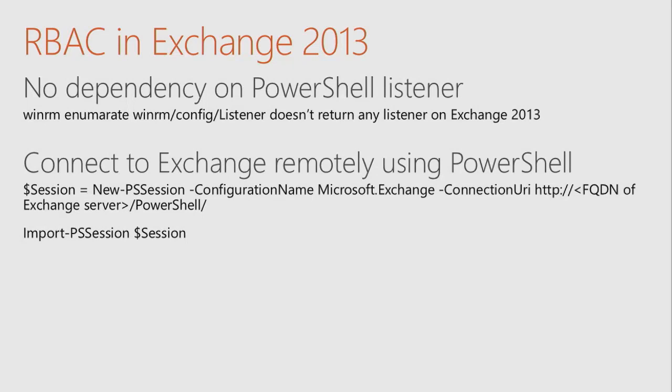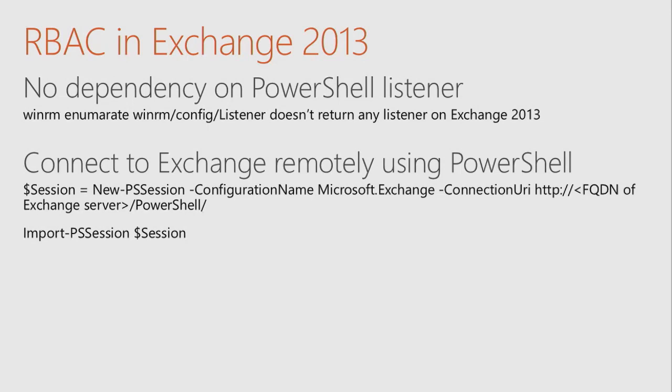You don't need PowerShell remoting for Exchange commandlets to work, for your PowerShell to connect remotely to Exchange. It does not use PowerShell remoting. It does use the PowerShell framework, but it doesn't use the listeners you would create by enabling PS remoting on the server itself. So just for connecting to Exchange, you don't need to enable PS remoting. And that's why enumerating the WinRM config won't return any listeners, unless, of course, you enabled it manually for some reason, right?